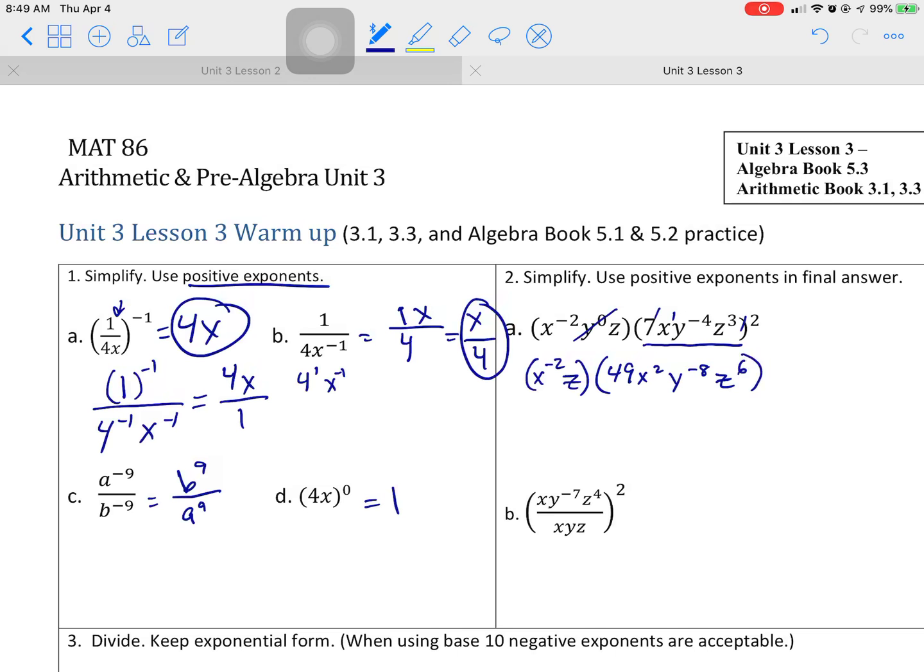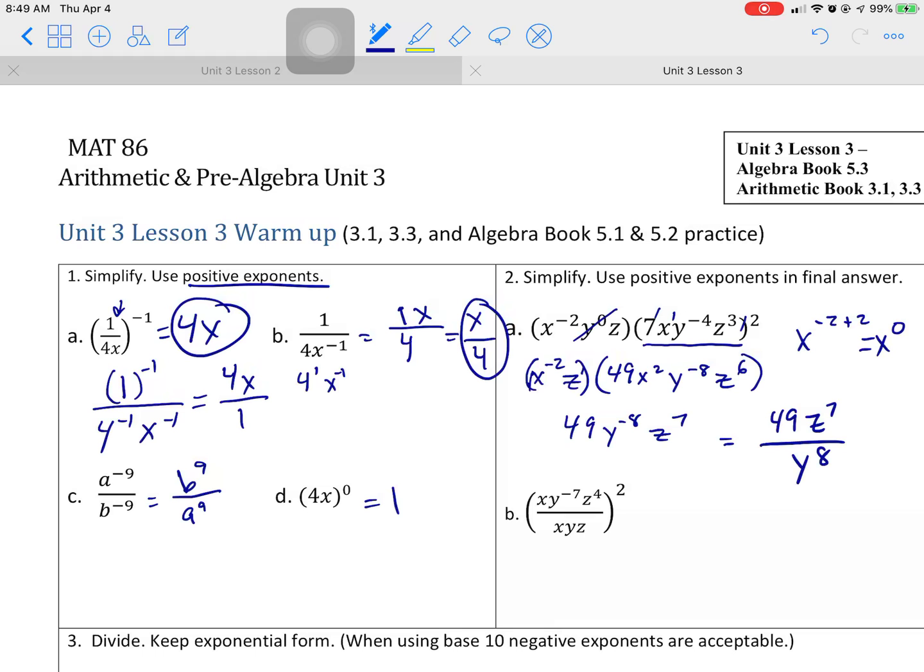All right, and then let's see, multiply these two together. So 49 comes in front because 1 times 49 is 49. X to the negative 2 plus a positive 2 is x to the 0. So the x's actually disappear. Then we had a y to the negative 8 that nothing happens to. And then this is a z of 1 and a z of 6. So we have a z of 7. So our final answer is 49, z7, and then the y has to come down here to get the negative off. Okay.